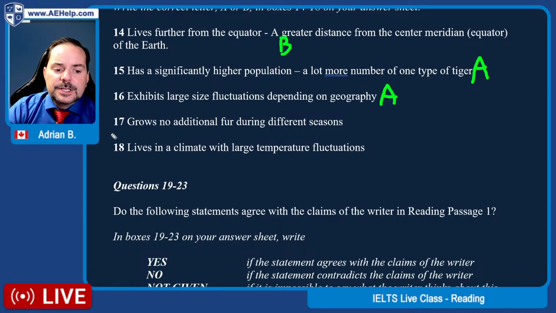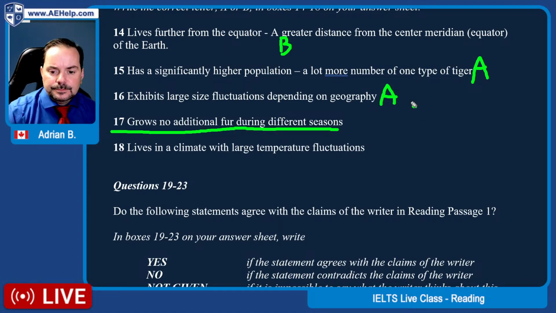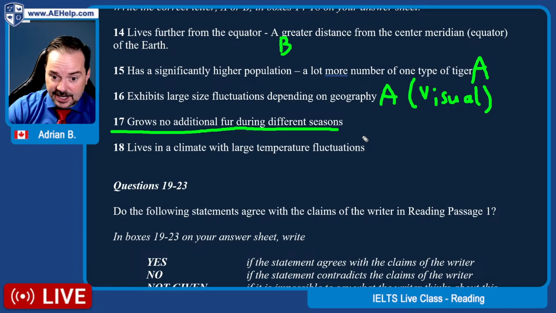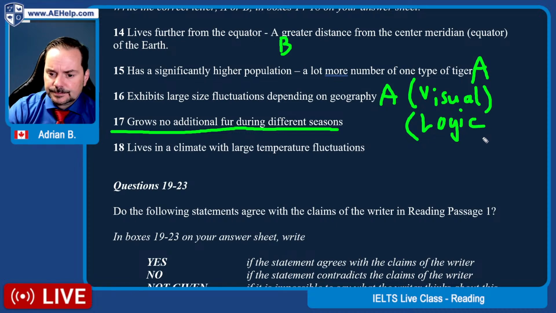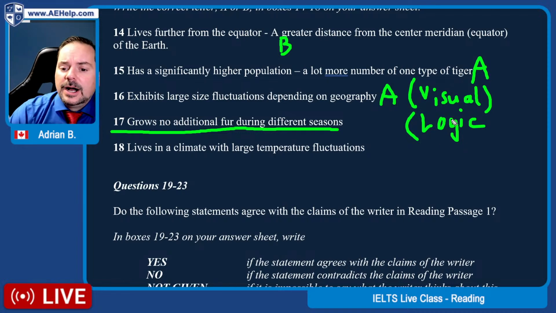All right, this one should be pretty quick if you're paying attention. Grows no additional fur during different seasons. Now, as I said, you want to visualize North and South India. And the other tool in your toolbox always is logic. So you want to apply a high degree of logic. So, grows no additional fur.